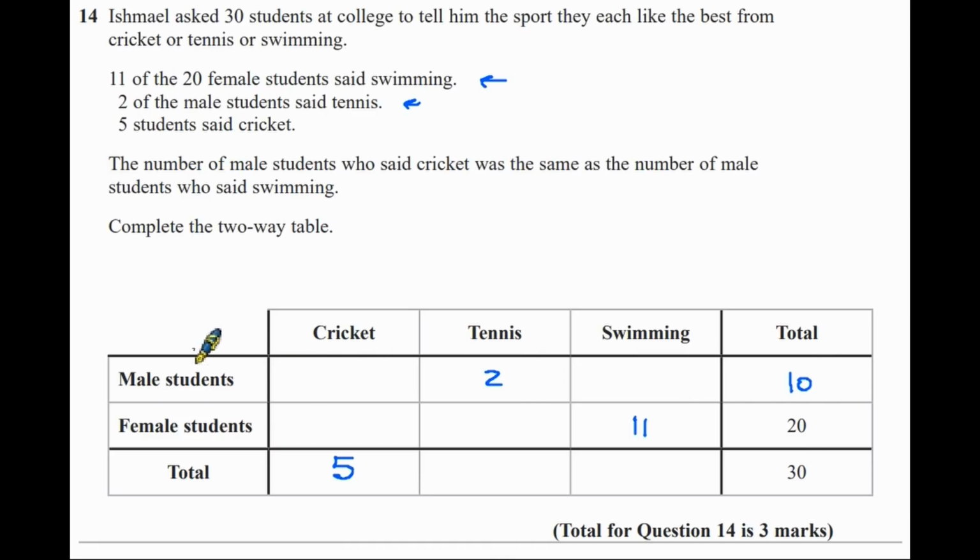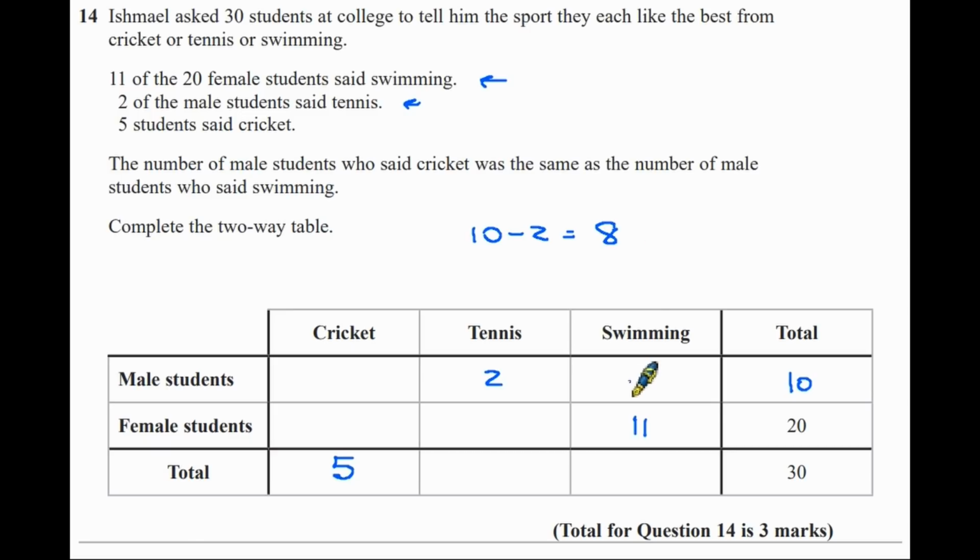Now we have some more information about male students. It says the number of male students who said cricket is the same as the number of male students who said swimming. So these two numbers here are the same. Now we've got 10 students. 2 of them like tennis. So if we take away that 2, we have 8 more males.